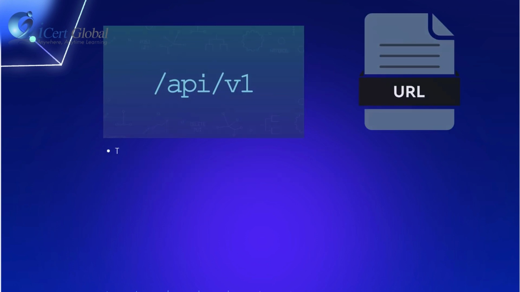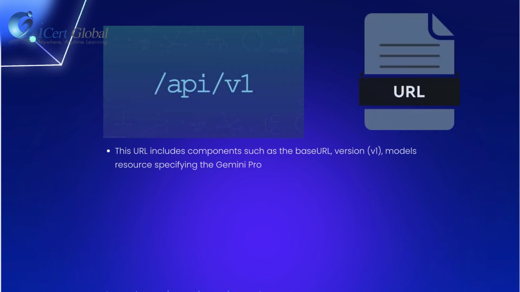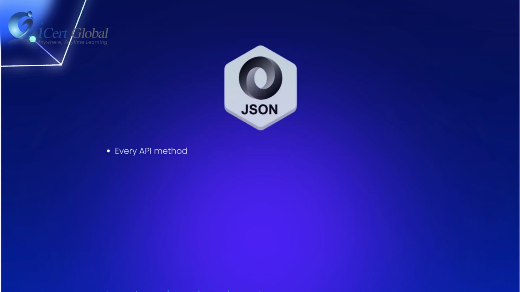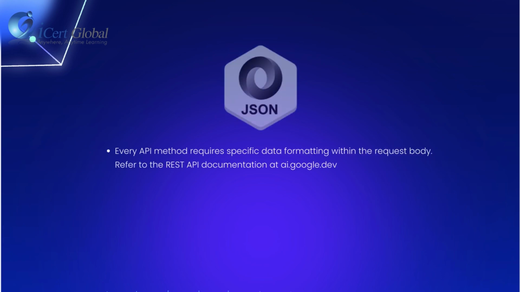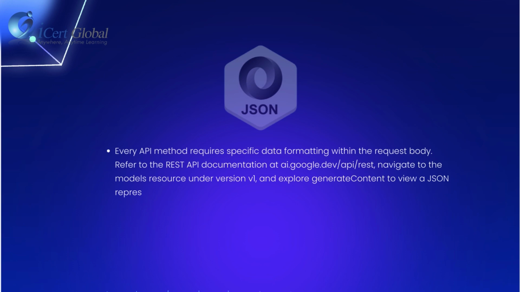This URL includes the base URL, the version, v1, the models resource specifying the Gemini Pro model, and the method generateContent. Every API method requires specific data formatting within the request body. Refer to the REST API documentation at ai.google.dev/api/rest. Navigate to the models resource under version v1 and explore generateContent to view a JSON representation outlining the expected structure of the request body.